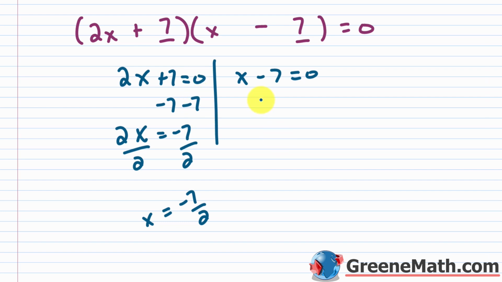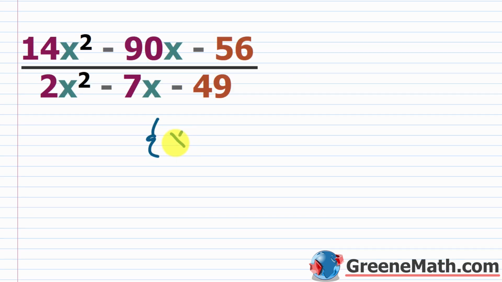Over here, I'm going to go plus 7 and plus 7, and that's going to give me x is equal to 7. So we get x is equal to negative 7 halves, and we get x is equal to 7. All right, so let's go ahead and say this is the set of all x such that x is not equal to negative 7 halves, and also positive 7.